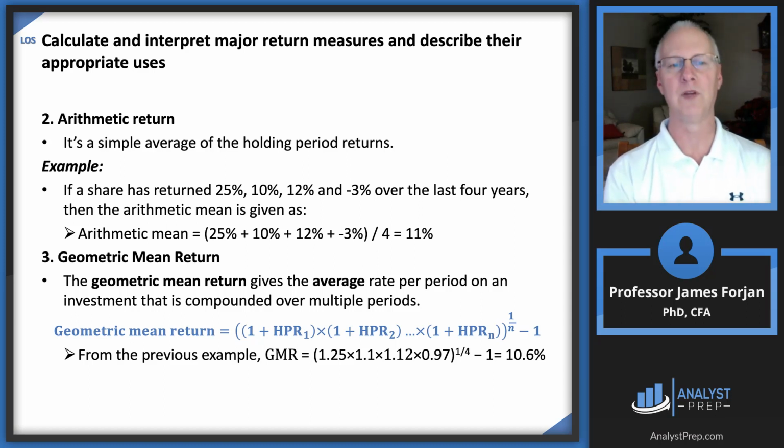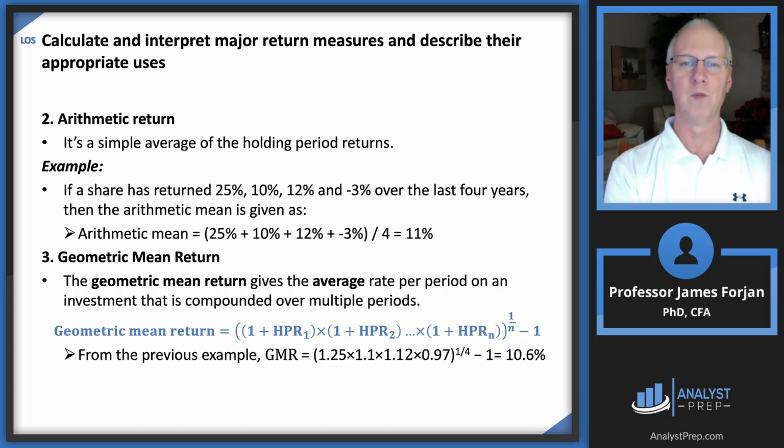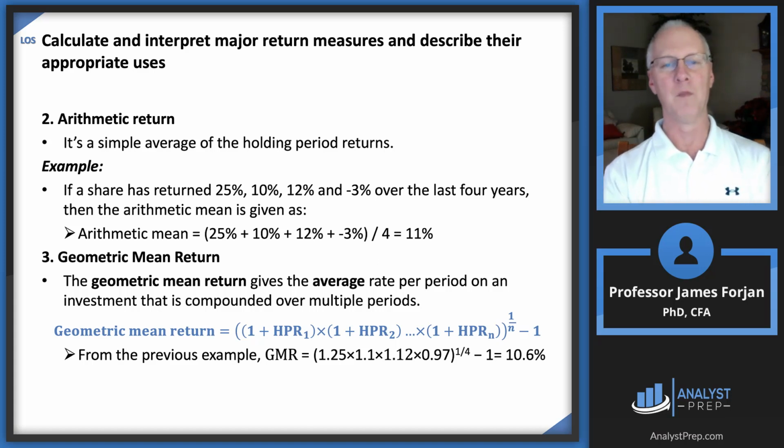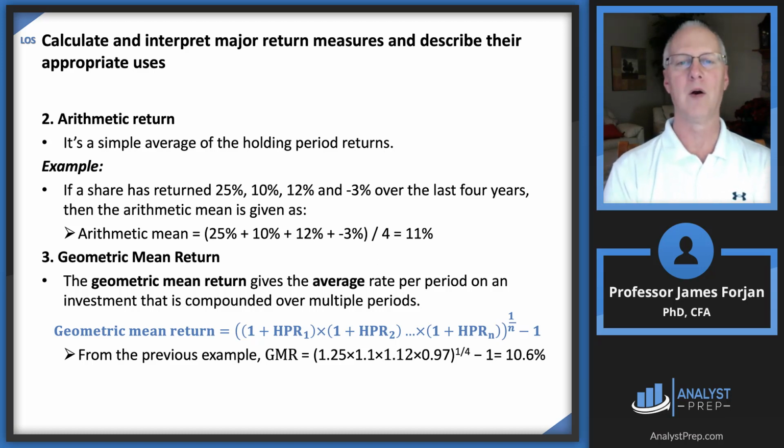That's why we do the geometric return. What we're going to do is consider the effects of compounding. We're going to take 1 plus that return, multiply all of those, raise it to the 1 over the n power, and then subtract 1. And so this is much more meaningful. It reflects a change in the wealth of the client or the investor.